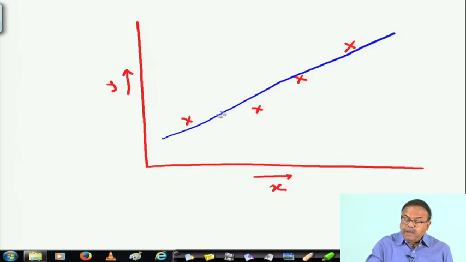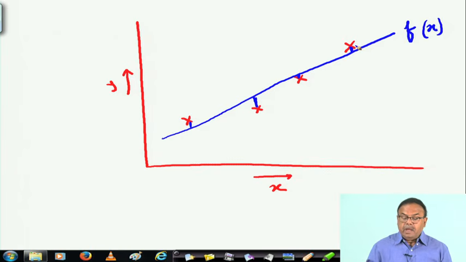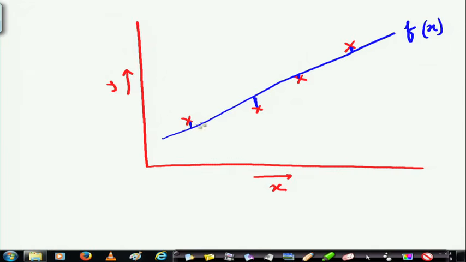Of course, if I assume that this line is representing my function, then I can see there is some error here, there is some error here, there is some error here, there is some error here. I could have fitted another line also, I could have changed this line a little bit. One of the ways is to find a line that minimizes the error. Now, it depends on how you define the error. Here you can see it is a positive error, it is a negative error, it is a positive error, like that it can go on.